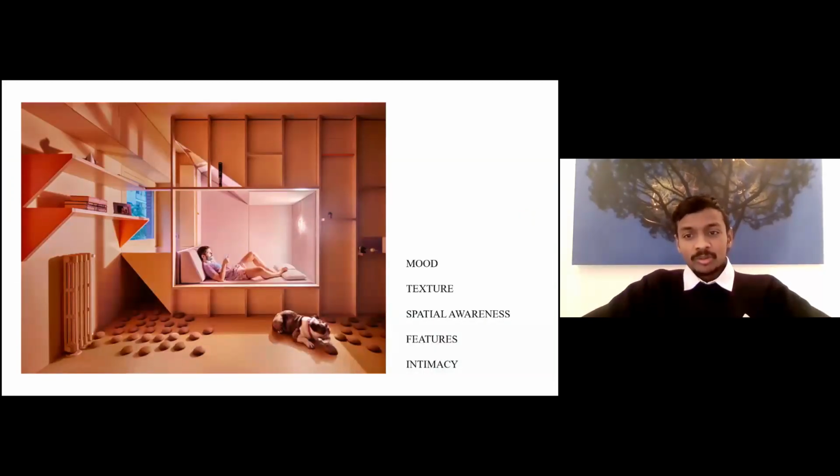So architectural lighting in general works to foster the spatial experience. And lighting can influence your mood, texture, your spatial awareness, features, and provide intimacy. So this is what differentiates architectural lighting from general lighting.